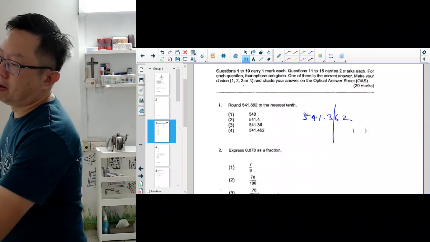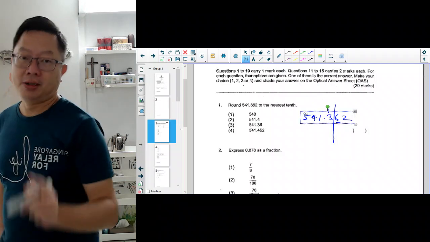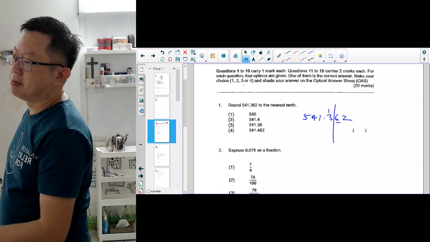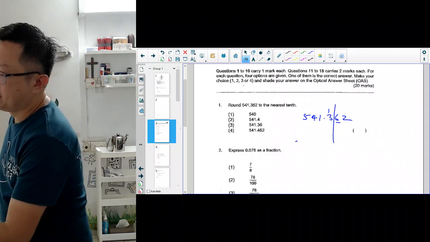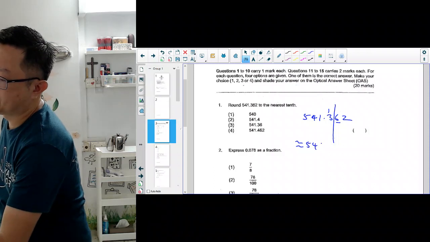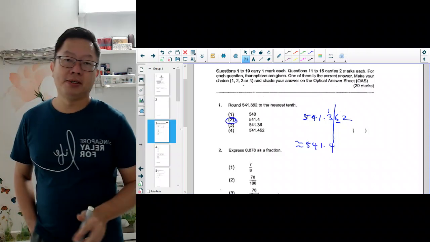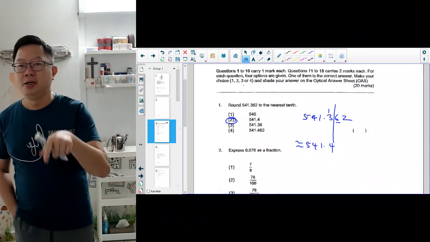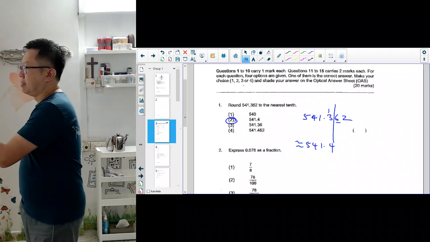And I look at the digit nearest the line, which is 5 or bigger, so I add 1 to the next digit. So my 1 decimal place will be 541.4. Okay, so this is my 1 decimal place, and my answer will be number 2. So it's quite easy. The lesson here is to draw a line to show how 1 decimal place looks like.